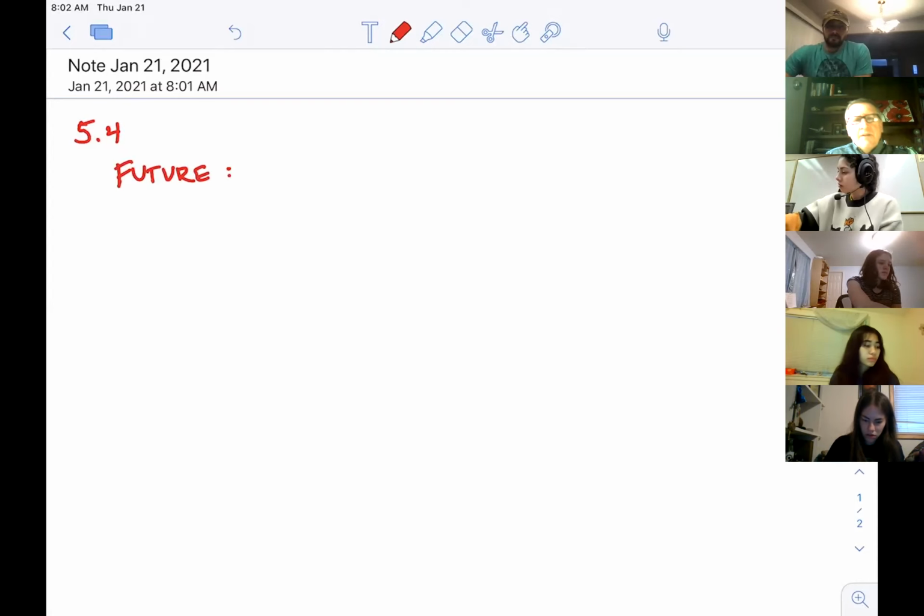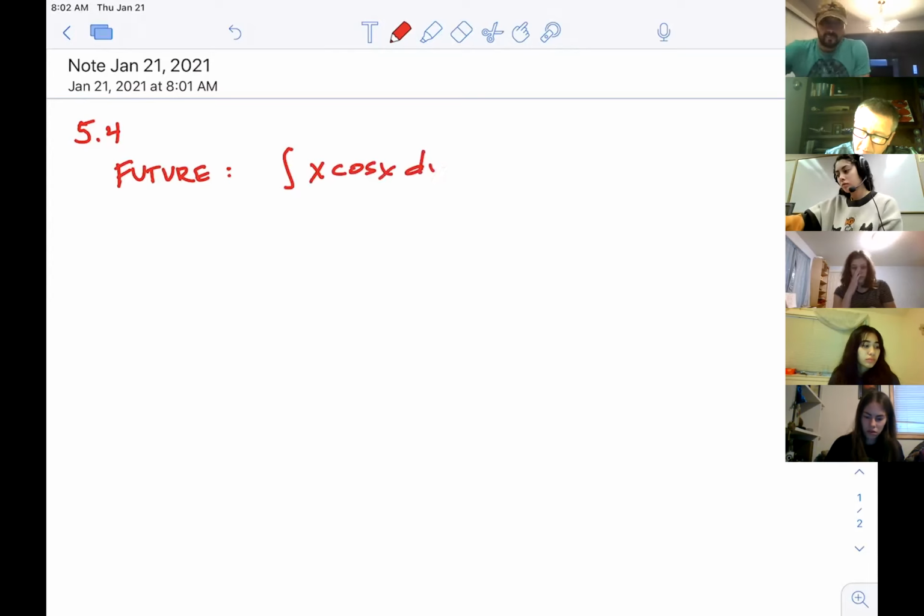Because as I mentioned, and this is what we're going to tackle in the next section, 5.5, something more like this. If I said, what's the integral of x times the cosine of x? You're not going to get rid of that. That's a multiplication that can't be multiplied out, unlike your assignment yesterday. So you got junk times junk there.